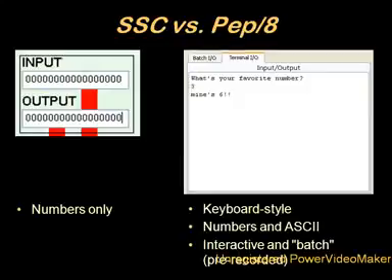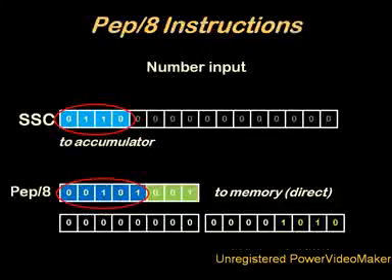Input-output is also much more powerful in PEP 8 than in SSC. It uses a keyboard-style input, which means we can type in both numbers and ASCII characters. There's also a way that you can set it up in what's called batch or pre-recorded mode, which is really handy if you're trying to test a program with some extensive input. It saves you from typing it every time.